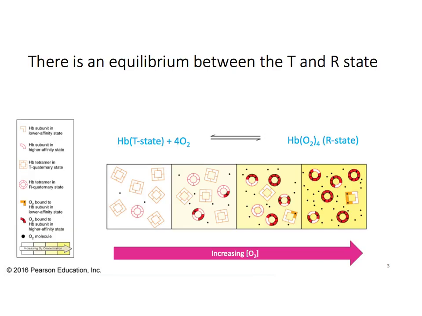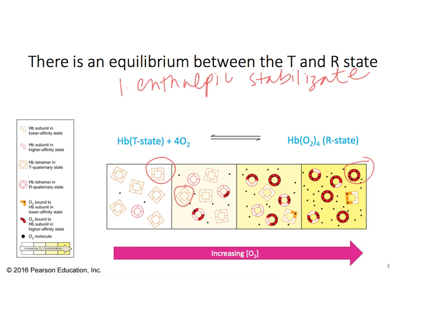And then we also talked a little bit about the equilibrium between the T state and the R state and how that is dependent on 2 things. One is enthalpic stabilization, with the T state being stabilized by salt bridges, and the T state in this diagram here are the boxes, and then the R state being stabilized by the coordinate covalent bonds and the hydrogen bonds when the oxygen is bound, and that is the R state, the circles. So enthalpic stabilization.